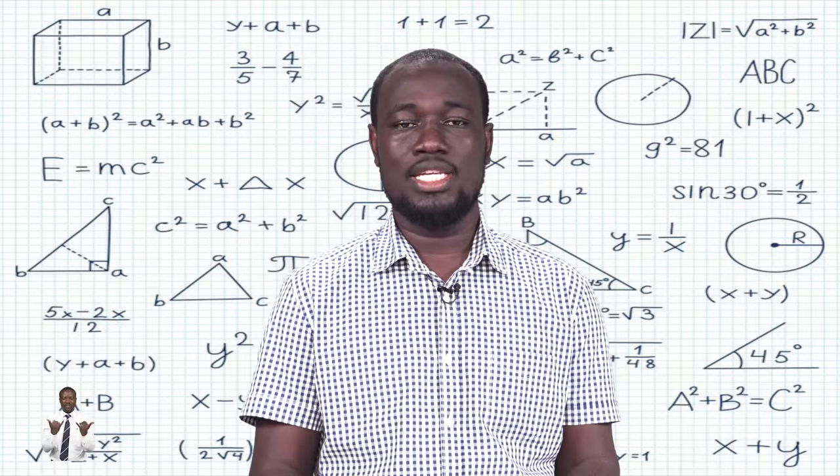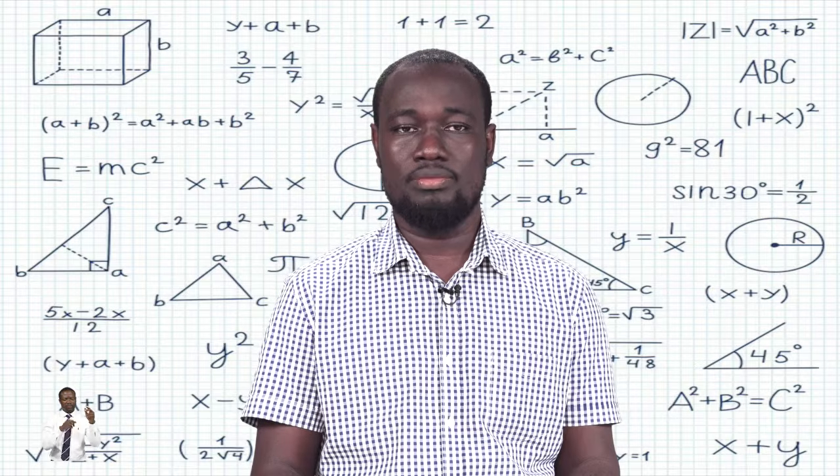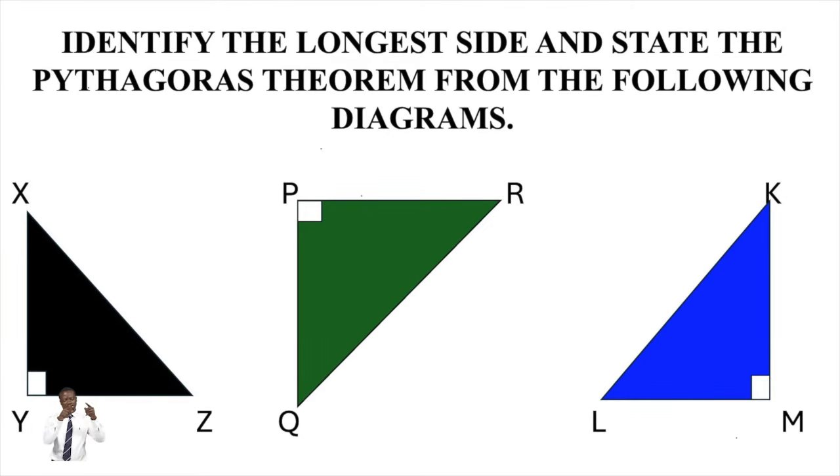Let's consider these three diagrams. You are to identify the longest side and state the Pythagorean theorem from them. You have 30 seconds for each diagram. So in all, you have 1 minute and 30 seconds. Your time starts now.